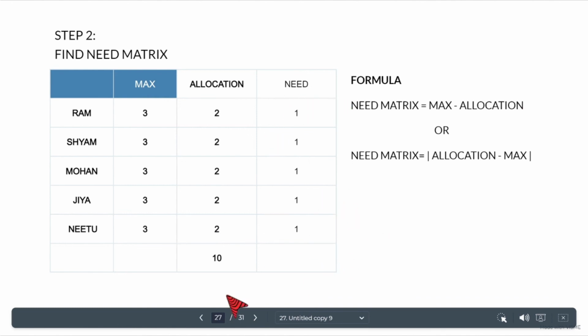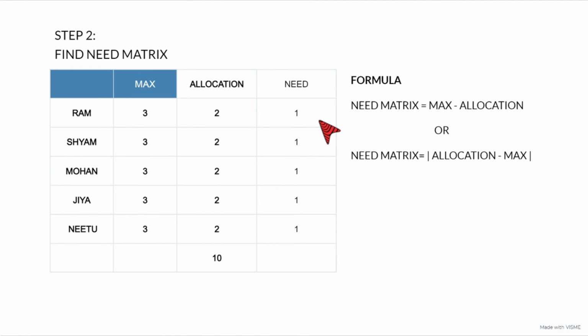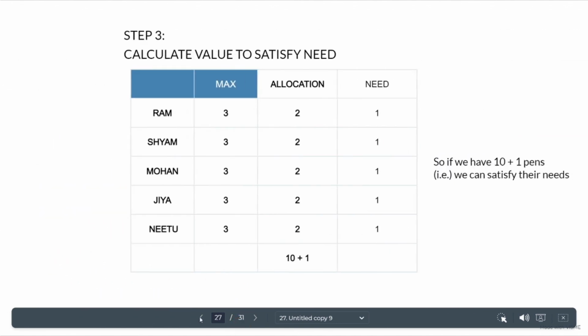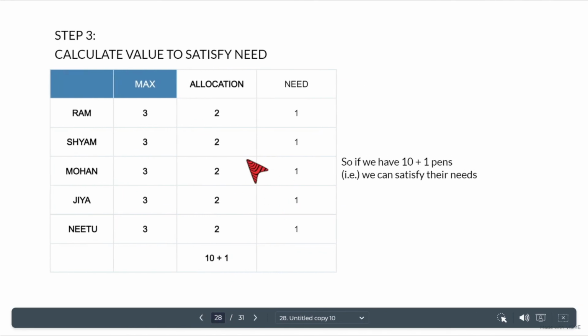Now I have 10 pens. I have allocated them 2 pens each. If suddenly Ram wants 3 pens instead of 2 pens, his need becomes 1. Now I allocated him 2 pens. If he needs all 3 pens, his max value, I cannot provide him because I have only 10 pens. If I have 11 pens, then I can give him.